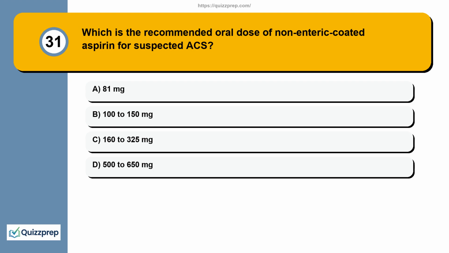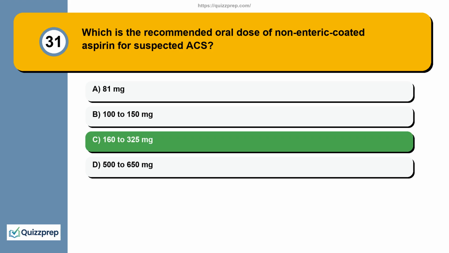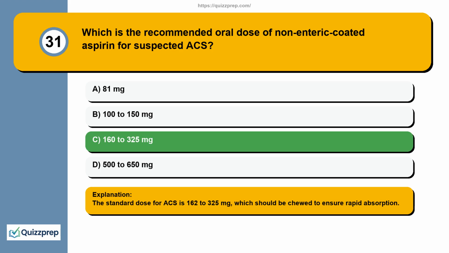Question 31. Which is the recommended oral dose of non-enteric-coated aspirin for suspected ACS? 81 mg, 100 to 150 mg, 160 to 325 mg, 500 to 650 mg. The standard dose for ACS is 162 to 325 mg, which should be chewed to ensure rapid absorption.